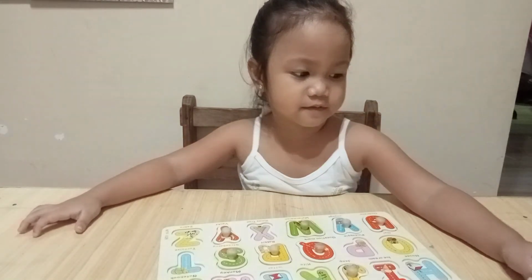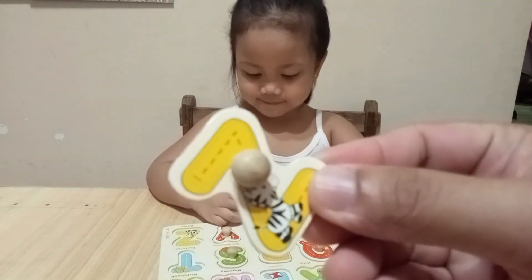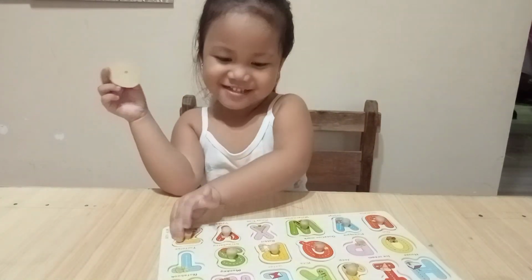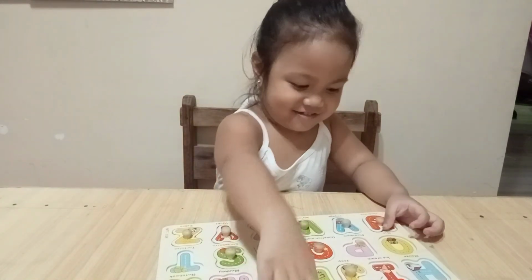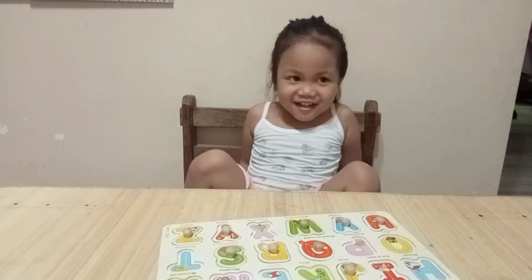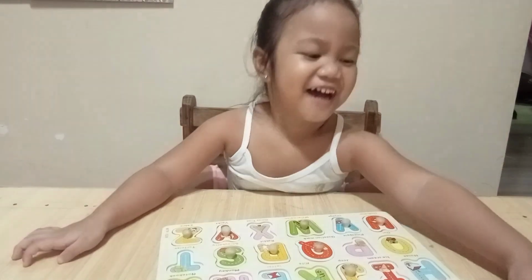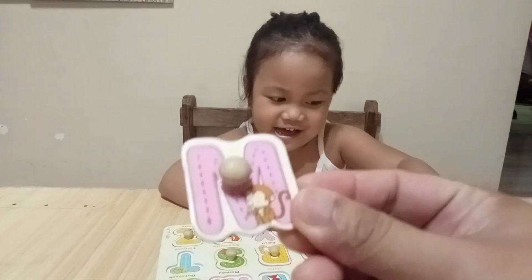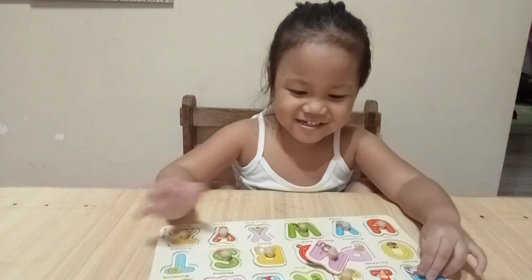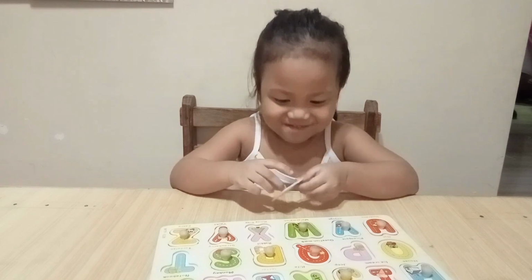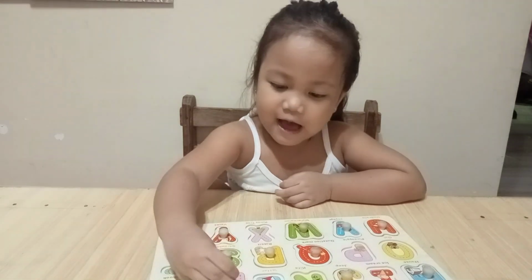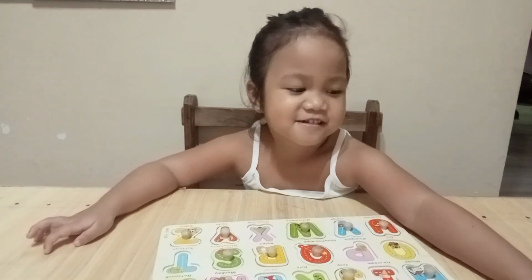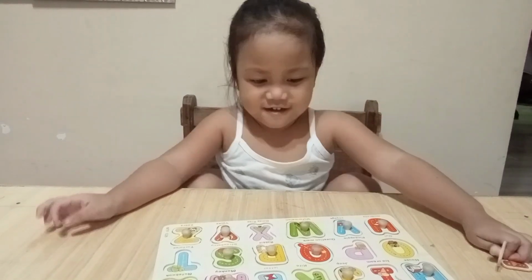How about this one? Wait. Oh, what letter is this? Zebra. What letter? Dad. Top. Dad. Ameerah, what letter is this? What letter is this? Monkey. M is for monkey. Very good. A.